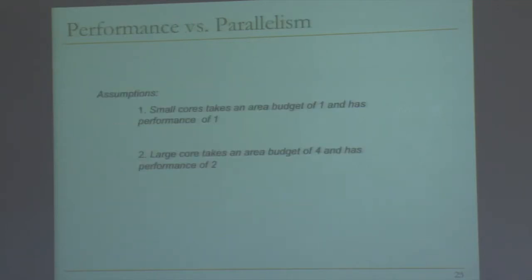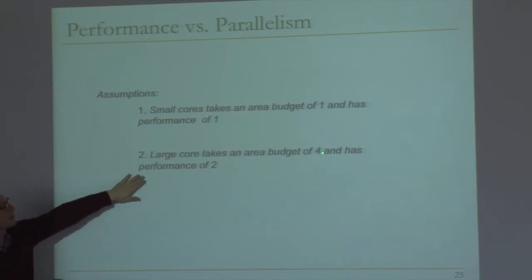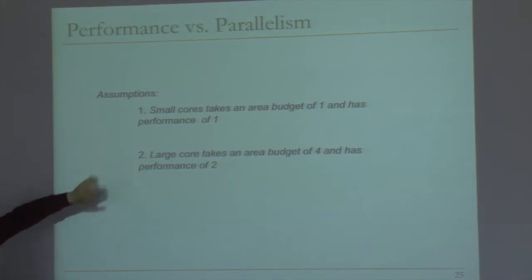So let's take a look at some of the assumptions. Basically, let's take a look at the trade-off between performance and parallelism. Let's assume that a small core takes an area budget of 1 and has performance of 1 unit. And a large core takes an area budget of 4 and has performance of 2. These are kind of reasonable, at least at the small scale.